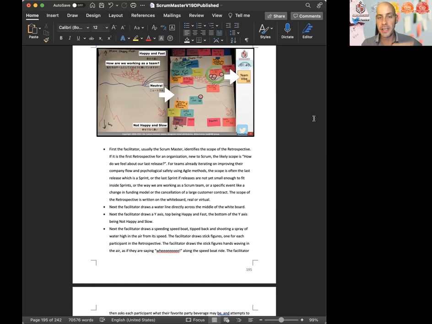Next, the facilitator draws a waterline across the middle of the whiteboard. Next, the facilitator draws a y-axis, top being happy and fast, the bottom of the y-axis being not happy or less happy and slow. Next, the facilitator draws a speeding speedboat, tipped back and shooting a spray of water high in the air from its speed. The facilitator draws stick figures, one for each participant in the retrospective. The facilitator draws the stick figures' hands waving in the air as if they're saying "wee" along the speedboat ride.